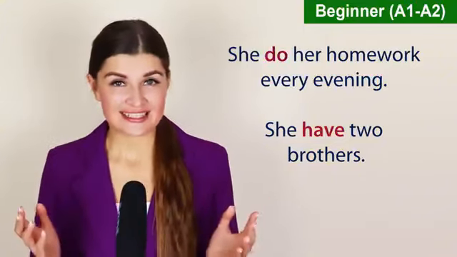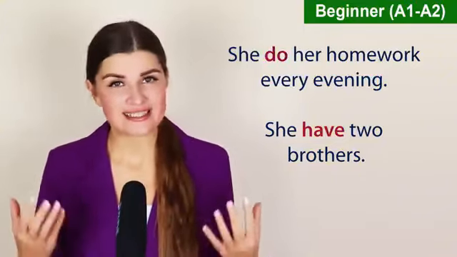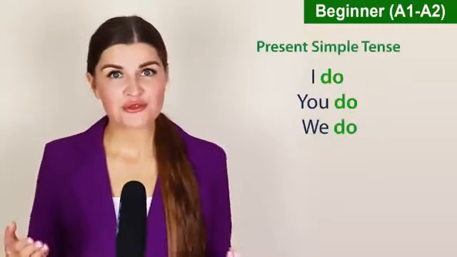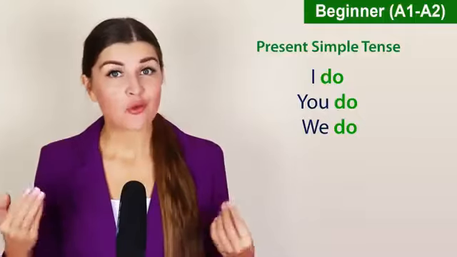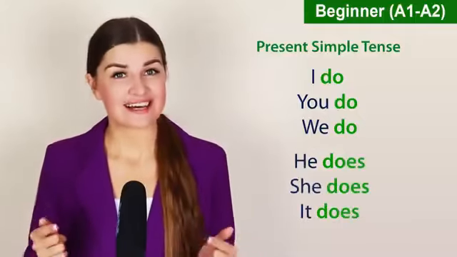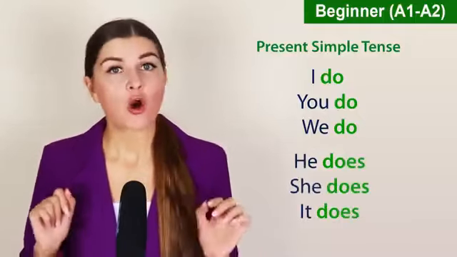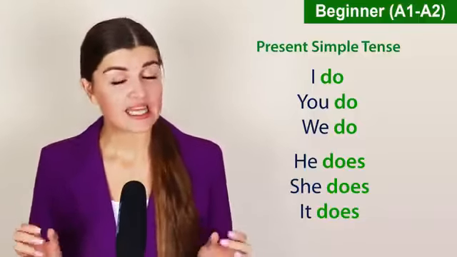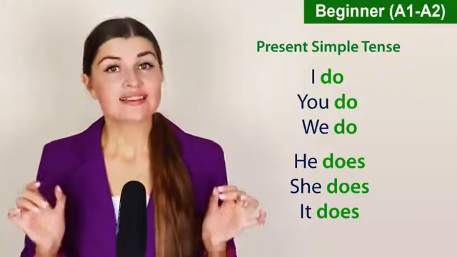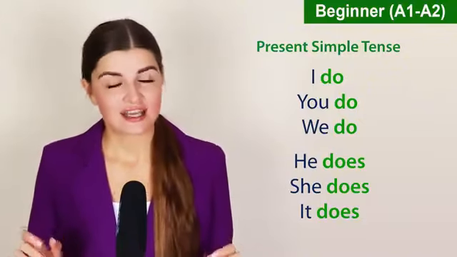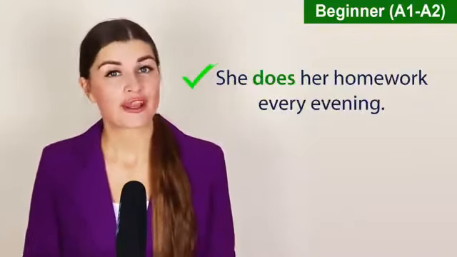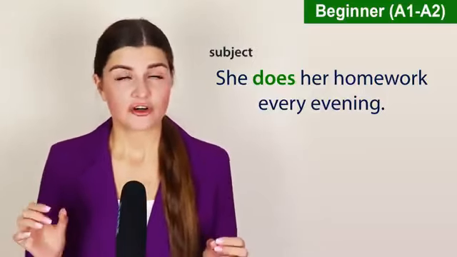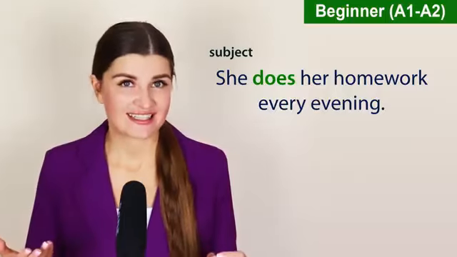Great! These sentences are in the present simple tense. We say I do, you do, we do. However, we always use does instead of do when talking about she, he, or it. She does, he does, it does. She does her homework every evening. The subject is she. The verb needs to have an S.